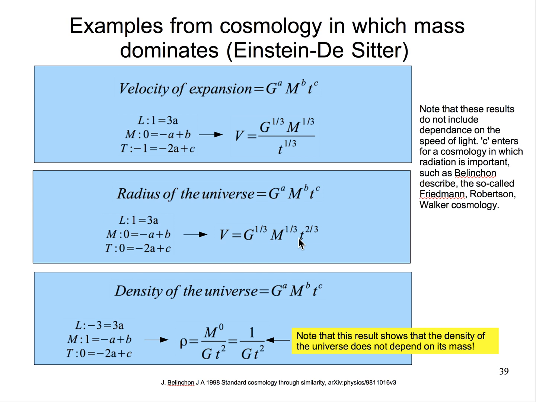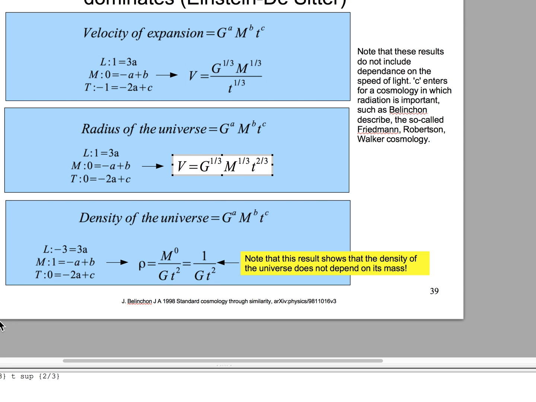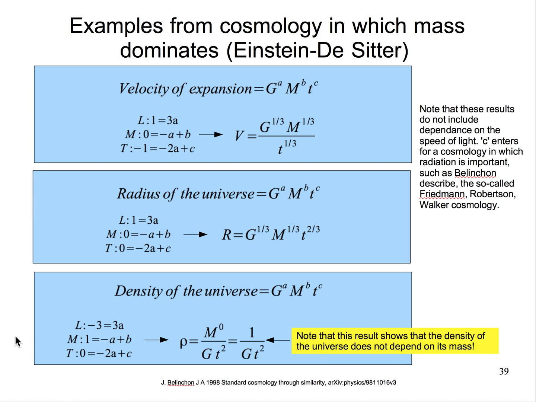Notice this. So if the universe is dominated by matter, mass, you get something that depends on the size, the radius of the universe. You get t to the 2/3. I see a little error here. See that v, that's not right. That should be a parameter like r, for radius.